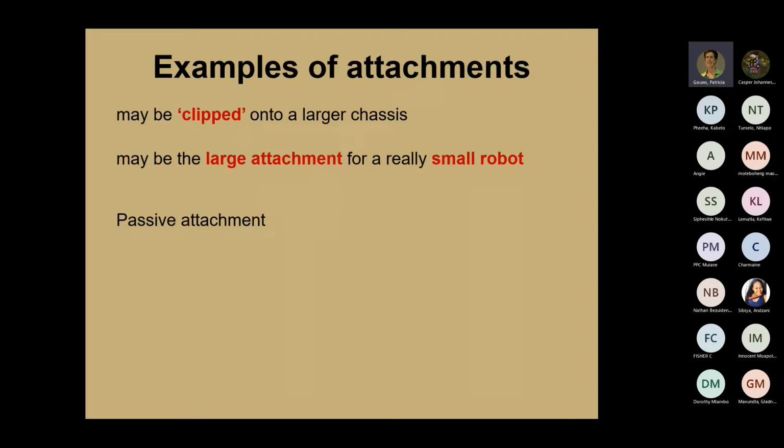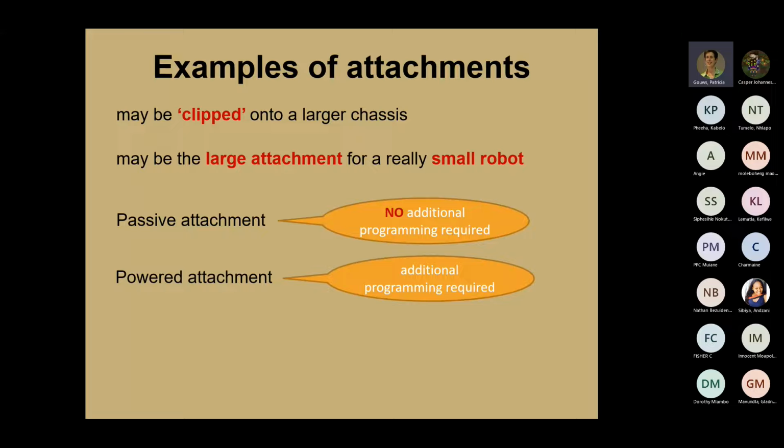So usually the attachments are clipped onto the larger chassis. There was a time when it was a really tiny robot, and then there was this huge attachment. I think that era has passed because I don't know why. Yeah, I'll tell you later. But the passive attachment, there's no additional programming required. So it's just our navigation programming that we've had in Unit 2 and 3, just straightforward navigation programming. If you have powered attachments, we need to do additional programming. And there's a really cool link for you to watch if you want to understand those two.